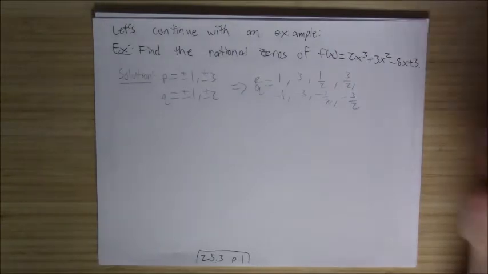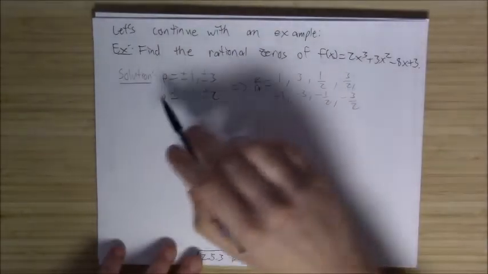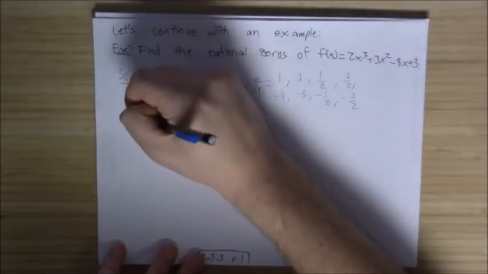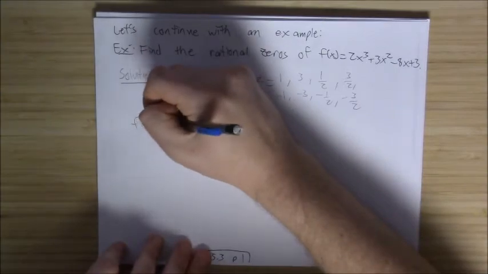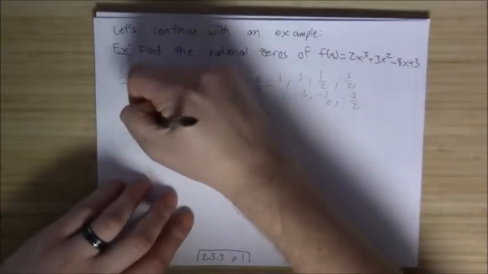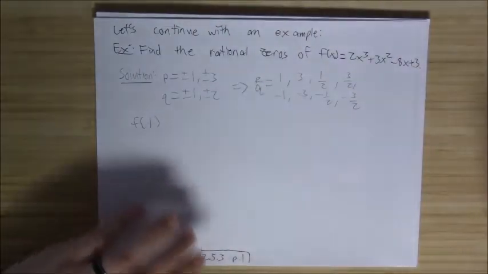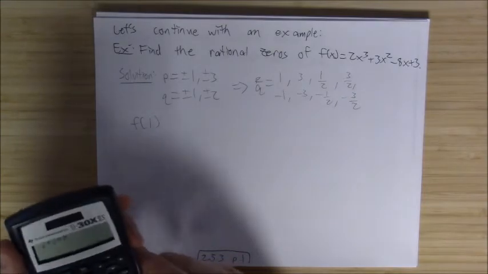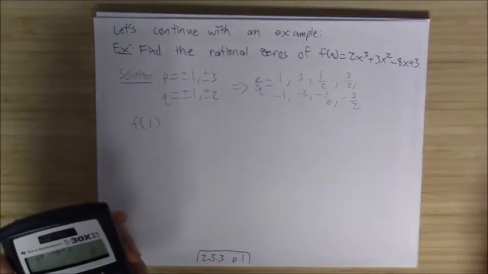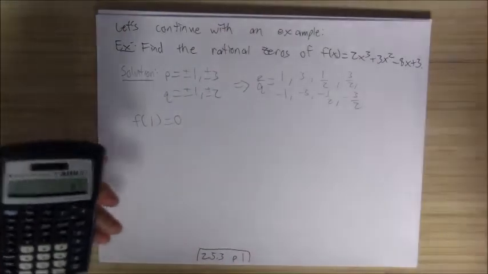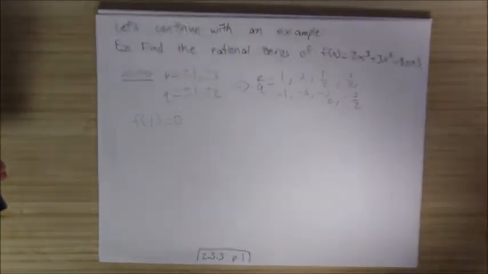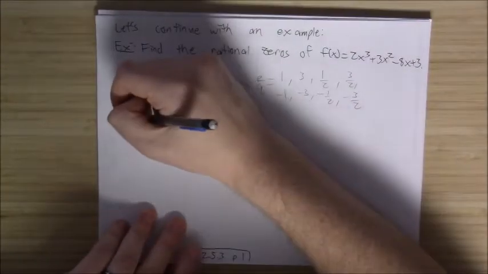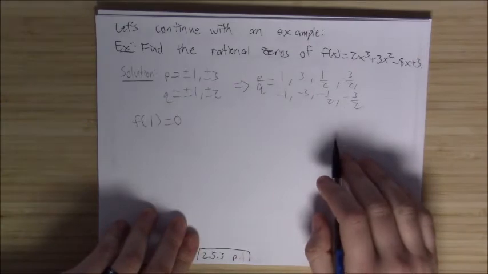So let's go through and look at this. If we try testing some of these zeros, f of 1, what do we get? We would get 2 plus 3 minus 8 plus 3. Hey, look at that. That's a 0. Trying 1 actually gave us a 0 on the first try. Isn't that nice? Well then, you could keep trying more zeros.